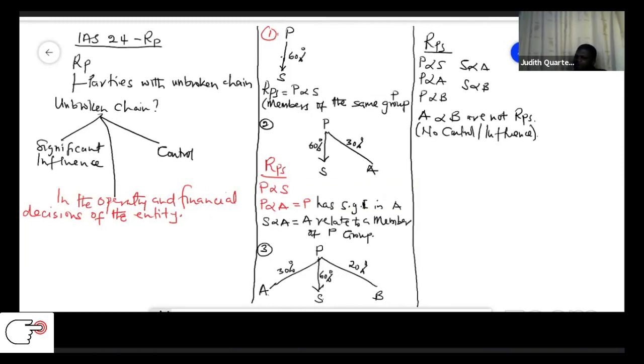A is not a member of P's group. Therefore, B cannot be a related party to A, until one of them becomes a member of P's group, then we will see P, S, and let's say A as one. Therefore, once B is related to P, then B is related to all of them. Oh, okay.